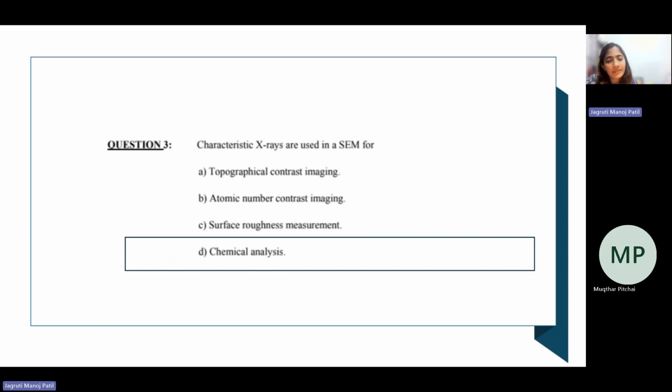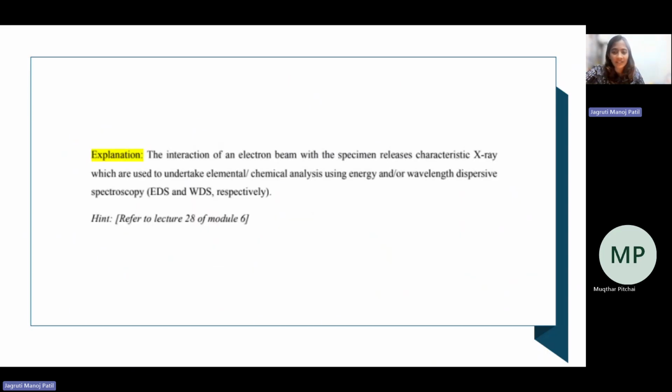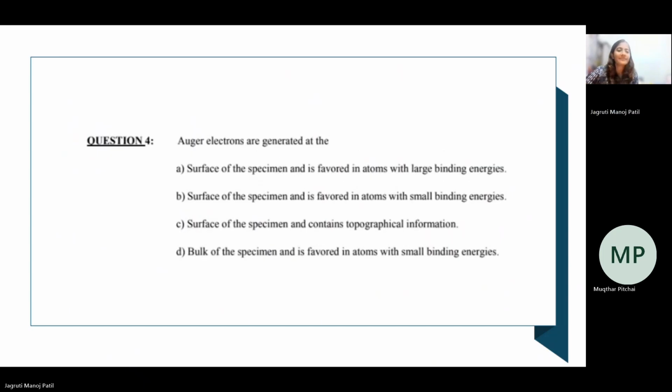Exactly. Though the answer here is chemical, characteristic X-rays will also give you information about the atomic number contrast, because eventually you're going into the innermost shells. The heavier an atom is, the more dense it is with protons, it does give that, but people don't acknowledge it. They always say chemical analysis or elemental analysis. They never talk about the atomic number related contrast. So probably not.